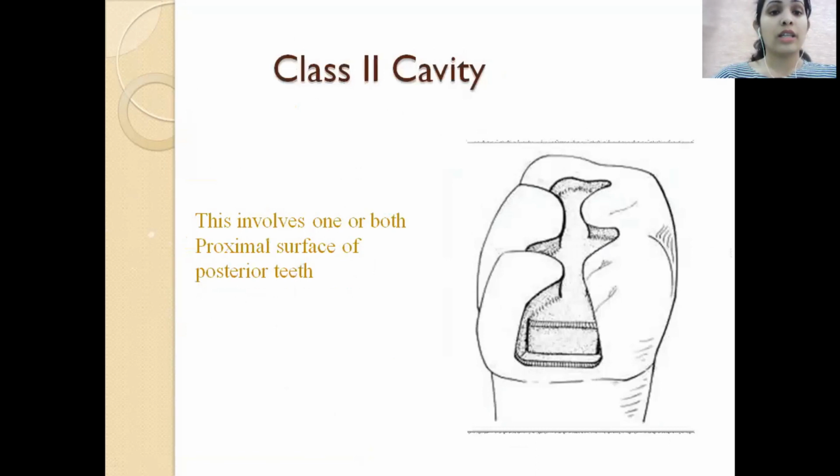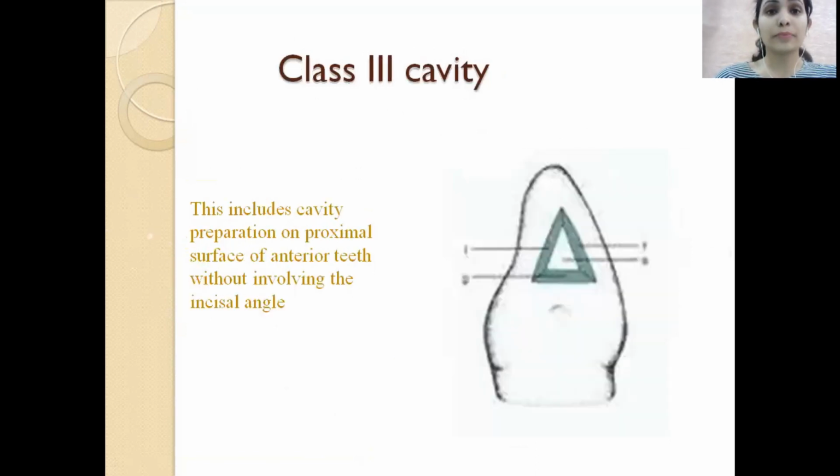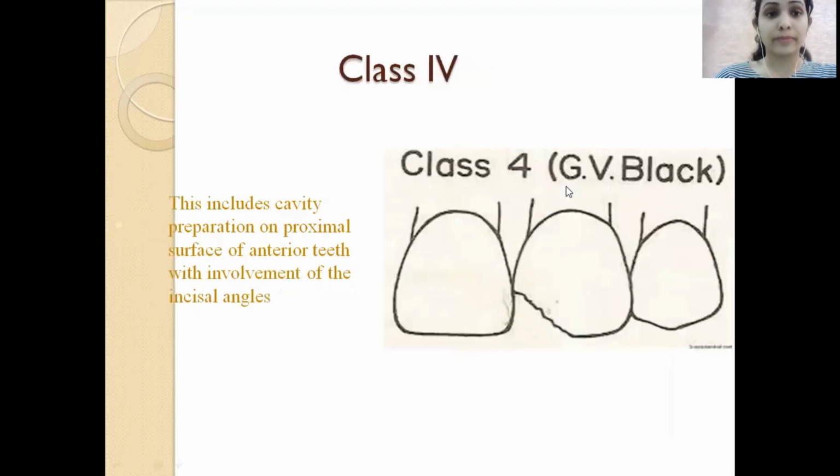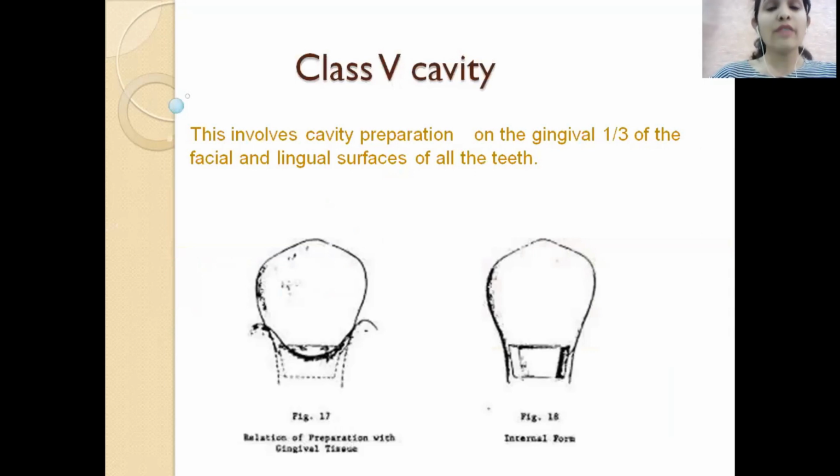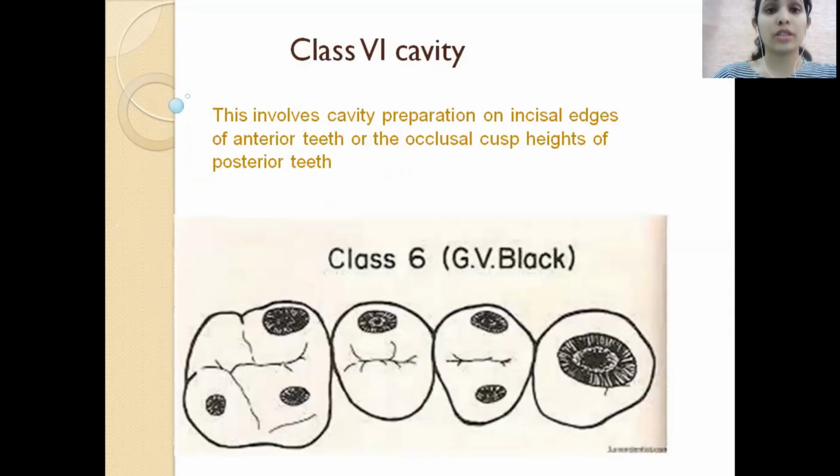Class 2 involves one or both proximal surfaces of posterior teeth. Class 3, proximal surfaces of anterior teeth without involving the incisal edge. Class 4, cavity preparation on the proximal surfaces of anterior teeth with involvement of the incisal edge. Class 5 involves the gingival one-third of the facial and lingual surfaces of all the teeth. Then Class 6, involving the incisal edges of anterior teeth or occlusal cuspal heights of posterior teeth.